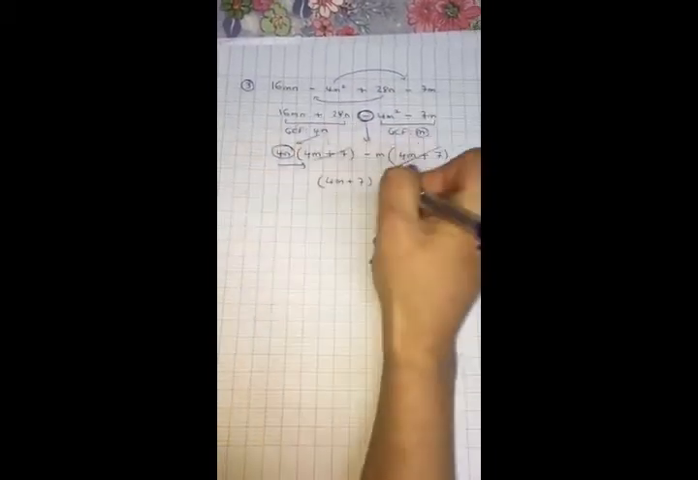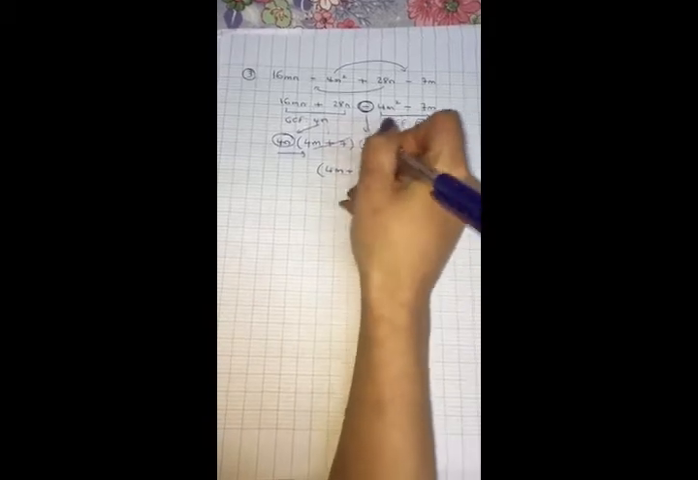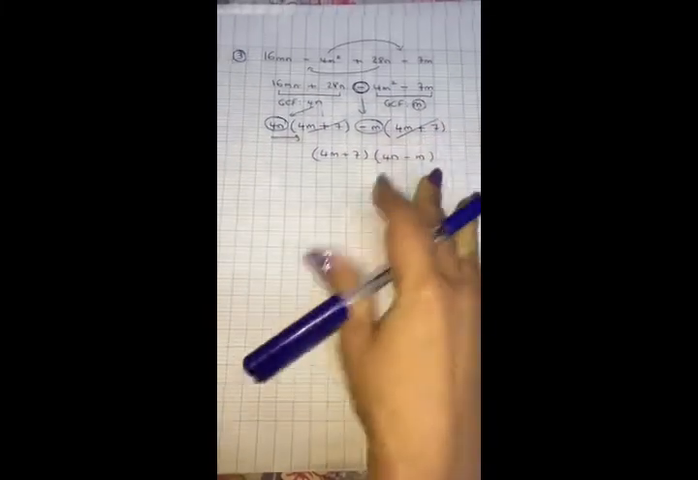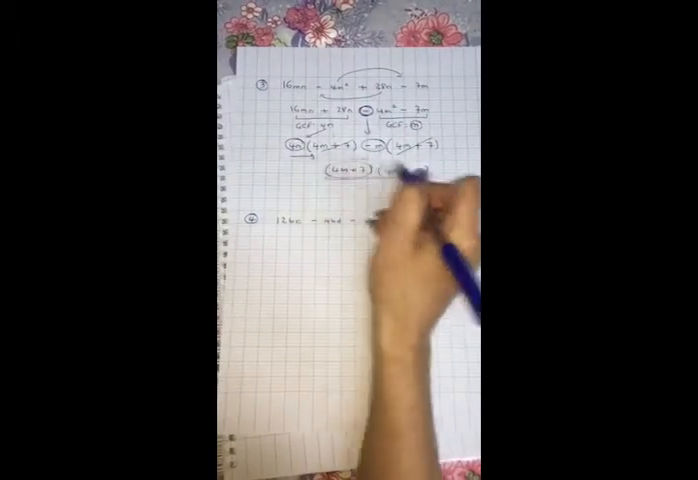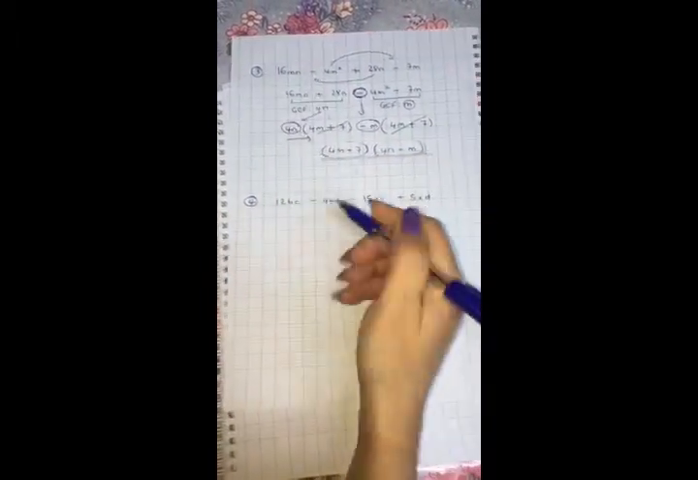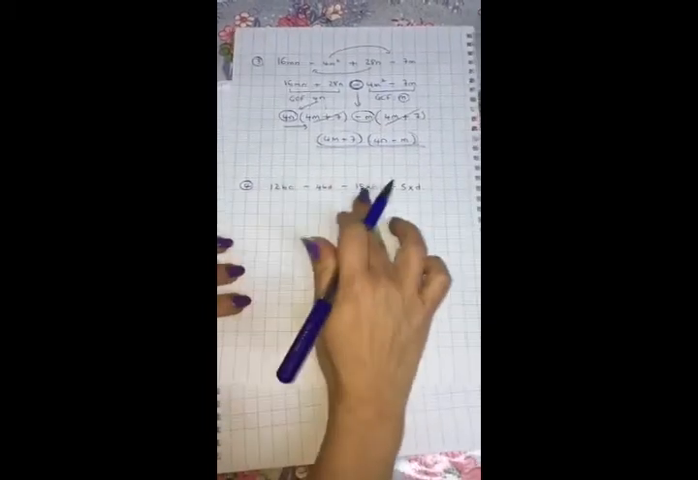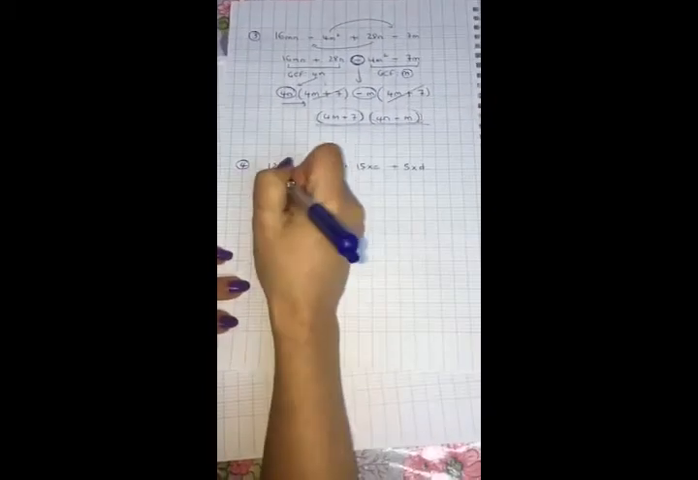What is my first term that I have? 4n minus m, and this is my factorized answer. Do I have any GCF in my parentheses? No. So I go on to my fourth example. I'm not going to move the terms around. I'm going to start off.